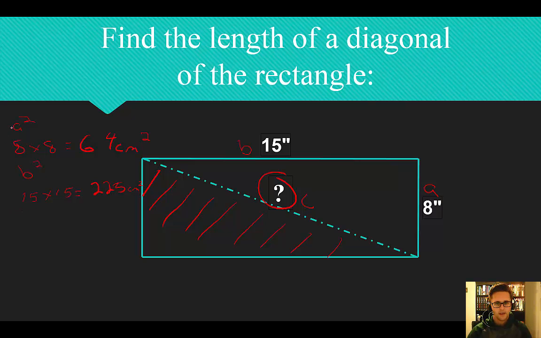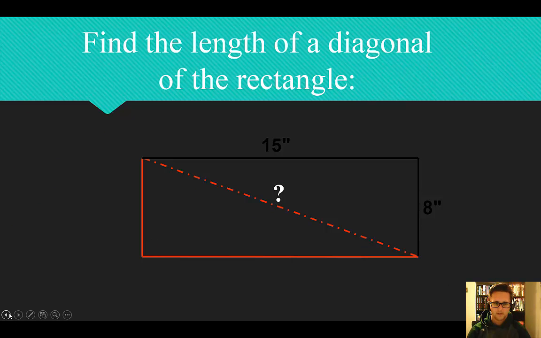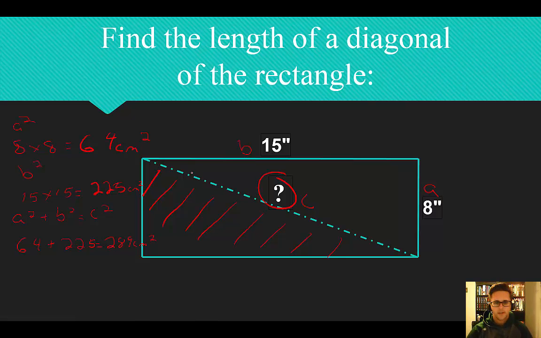So now what we have to do is add A squared plus B squared, and that will give us C squared. So 64 plus 225 equals... So now when we add the two together, 64 plus 225, we get an area of 289 centimeters squared. So that would be the area of C. So C squared equals 289 centimeters squared.